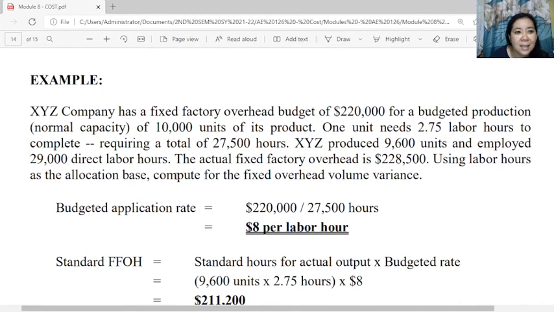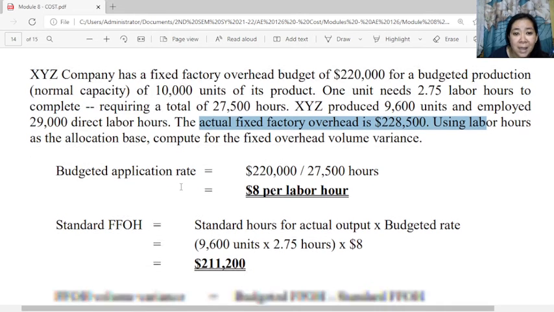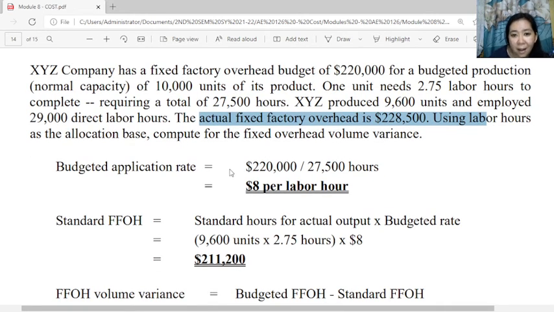So let us take this example. XYZ company has a fixed factory overhead budget of 220,000 for production, with a normal capacity of 10,000 units. In this case, one unit needs 2.75 labor hours to complete, or it requires 27,500 hours. They produce 9,600 units and use 29,000 direct labor hours. Our actual factory overhead is 228,500. Using the direct labor hours base, we will compute the fixed overhead volume or efficiency variance.